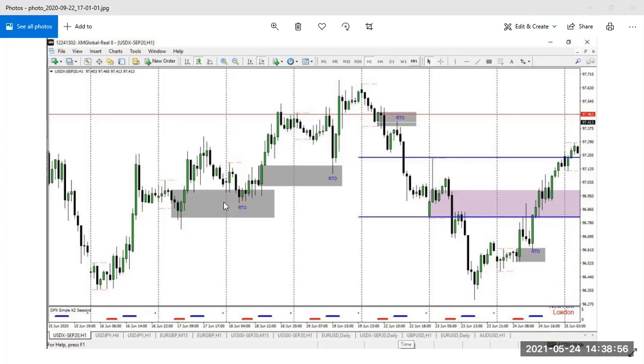Oh no, this was an H4 order block. This one. If you go to this, this is H1. If you go to H4, this is one candle. All of this. Okay. 1, 2, 3, 4. This is the H4 candle. This one, H4 candle. So that's why.